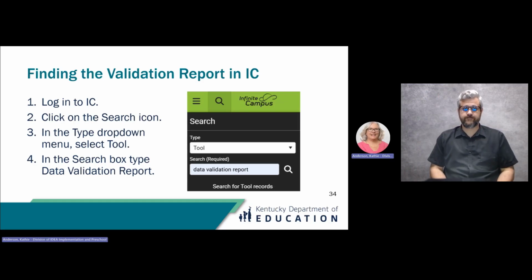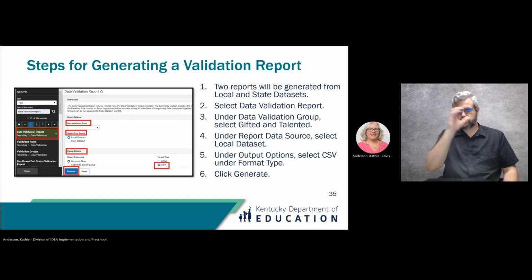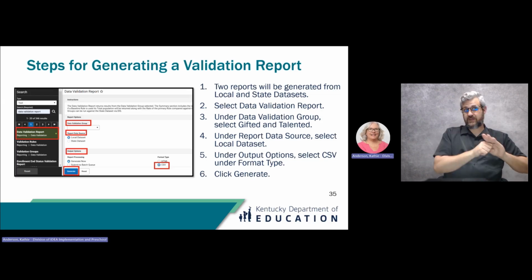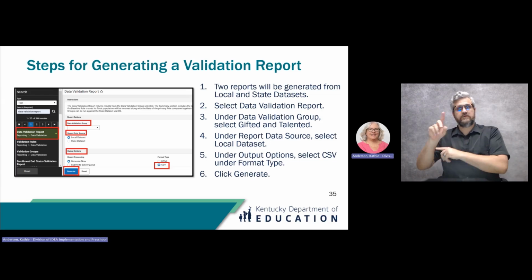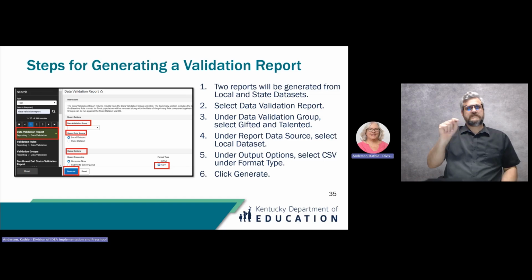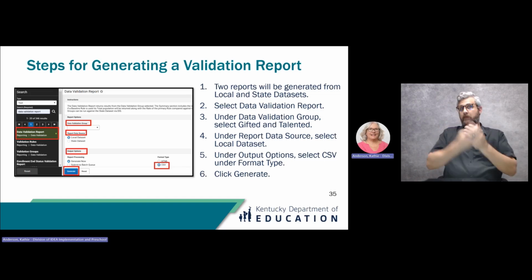To find the validation report, click Tool, then search for the Data Validation Report. These are the steps for generating the state and local data sets. While the Data Validation Group is blank now, if the Data Validation Group has been selected, you will see Gifted and Talented in the drop-down.